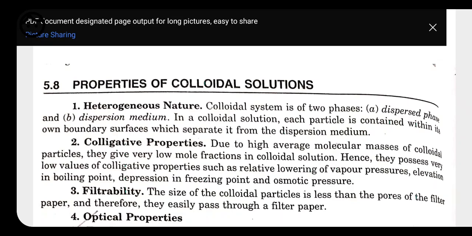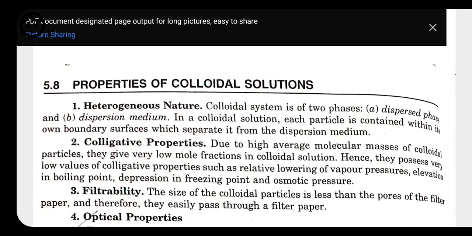My dear students, today we are going to start the last topic of surface chemistry, that is properties of colloidal solution. Here we already know about some of the properties, and we are going to discuss a few that we already know and a few that we are going to introduce now. So the first property is the heterogeneous nature of colloidal solution.